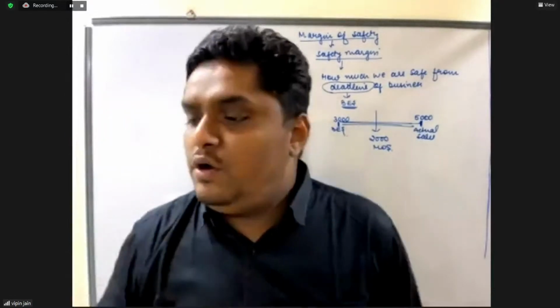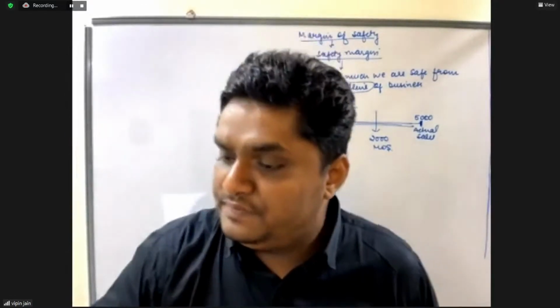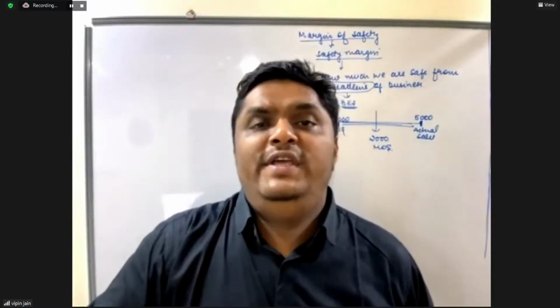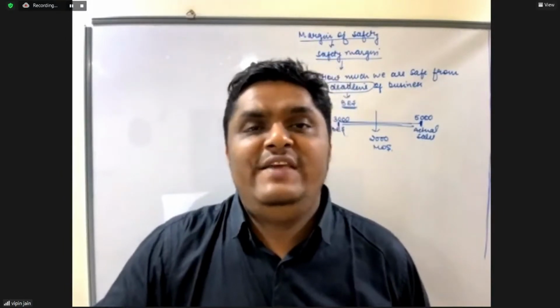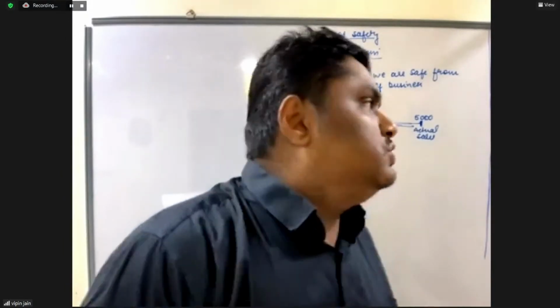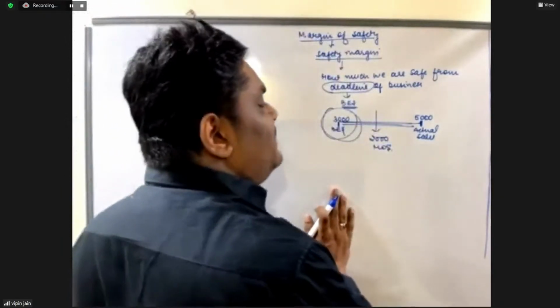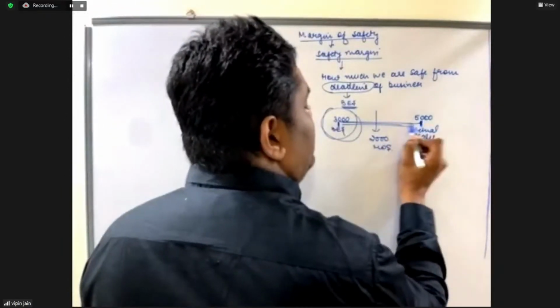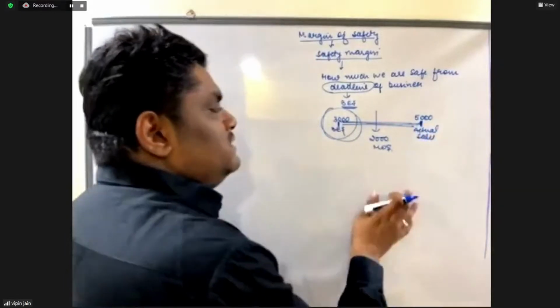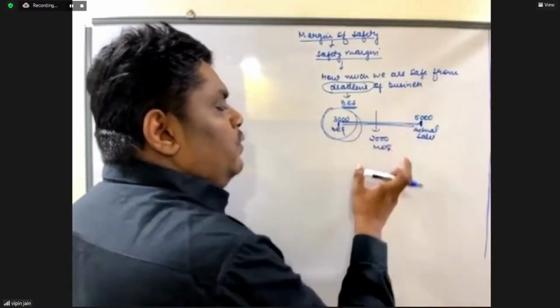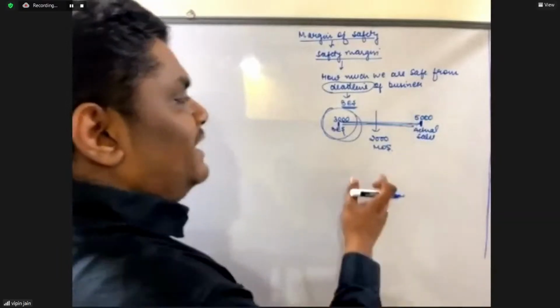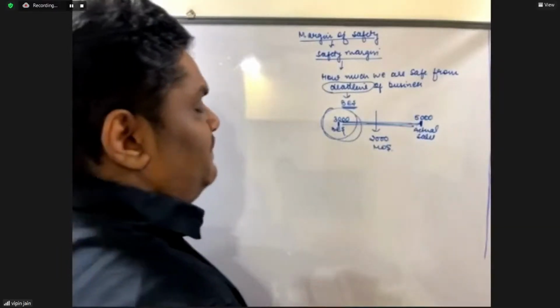I repeat again, when talking about the concept of margin of safety, it says how much we are safe from the deadline of the business. So here, let's say this is my deadline. So this is what we call break-even sales. And here I'm standing. So that is my actual sales. So how much safe am I? Very simple, 2,000. So that is what we call margin of safety.